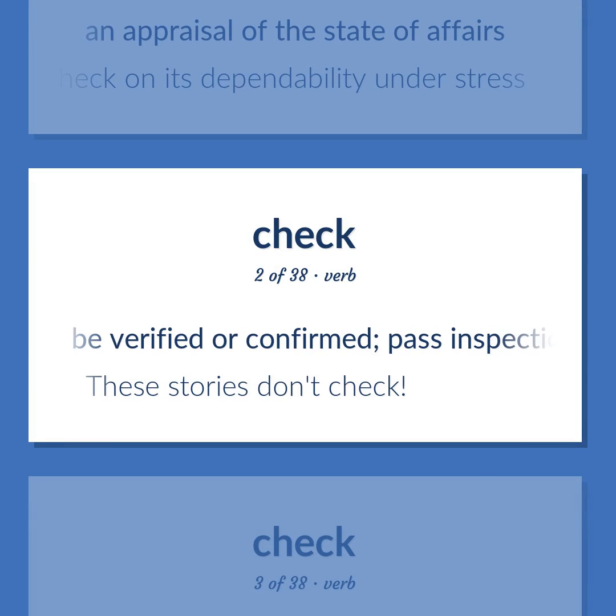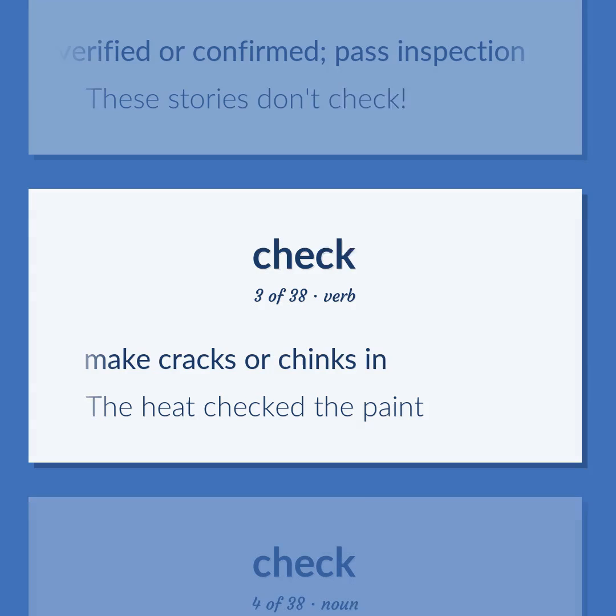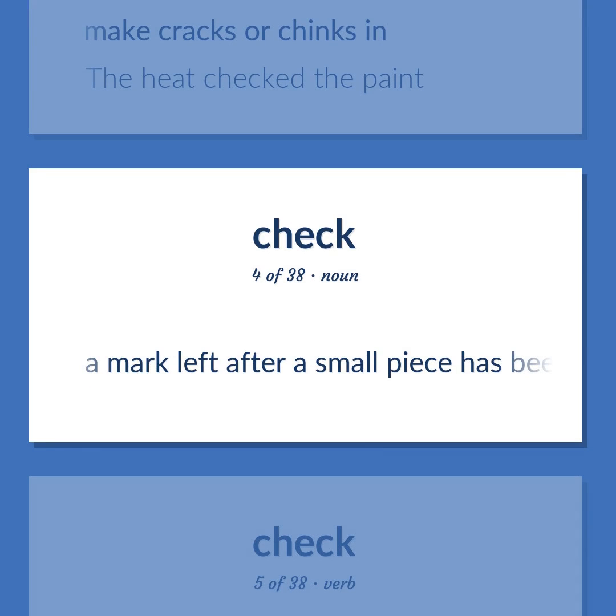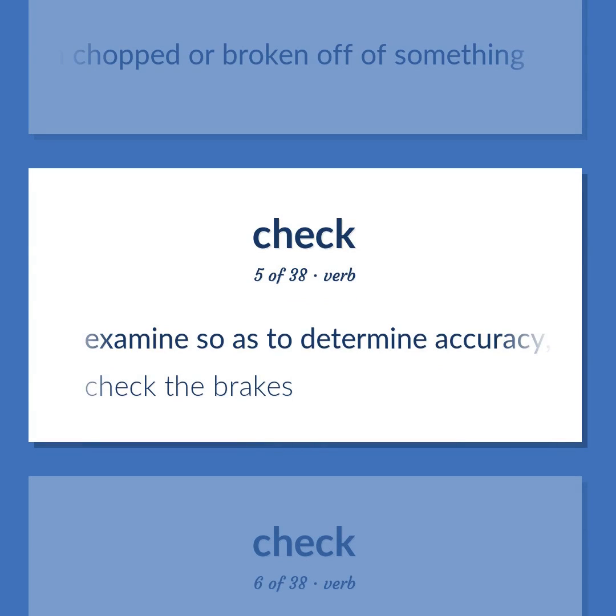Be verified or confirmed. Pass inspection. These stories don't check. Make cracks or chinks in. The heat checked the paint. A mark left after a small piece has been chopped or broken off of something. Examine so as to determine accuracy, quality, or condition. Check the brakes.